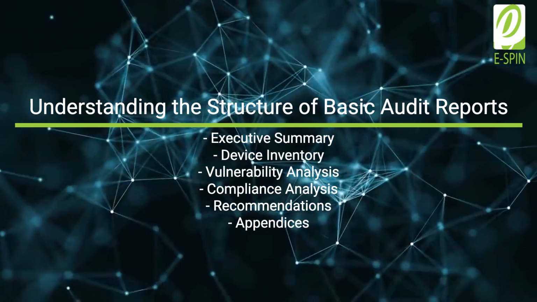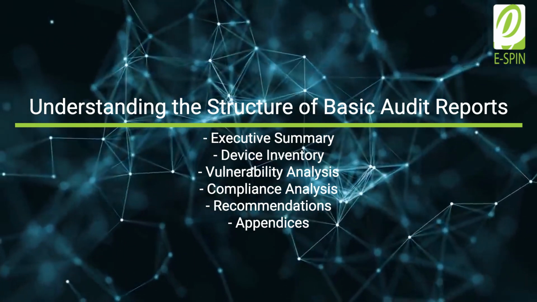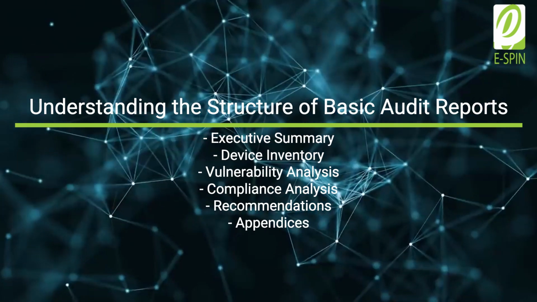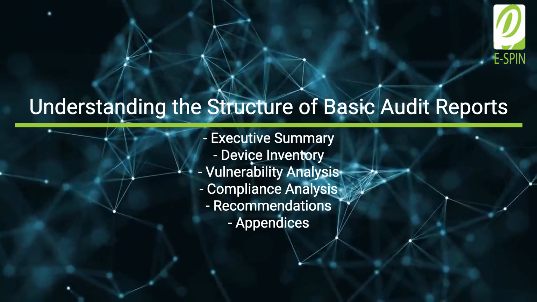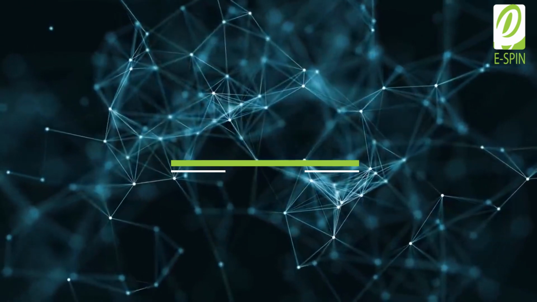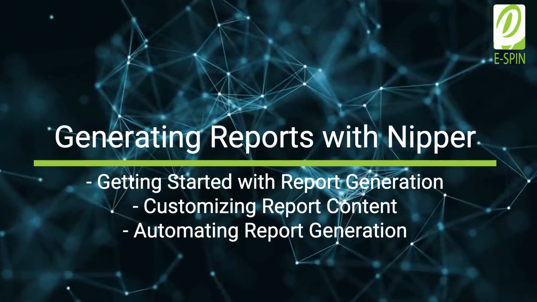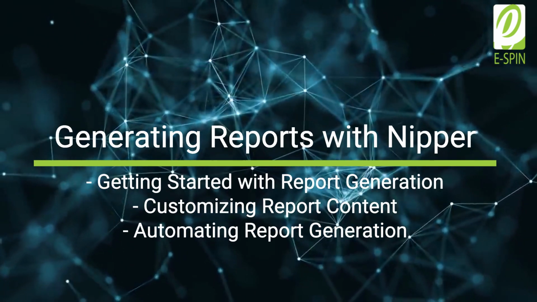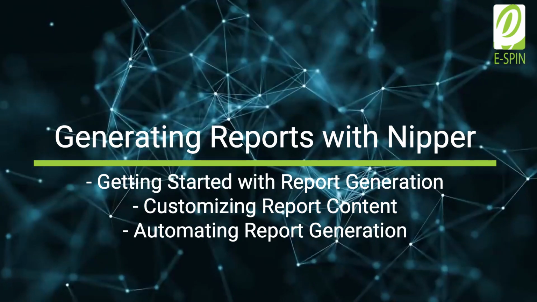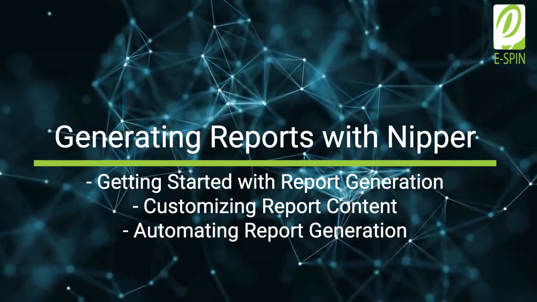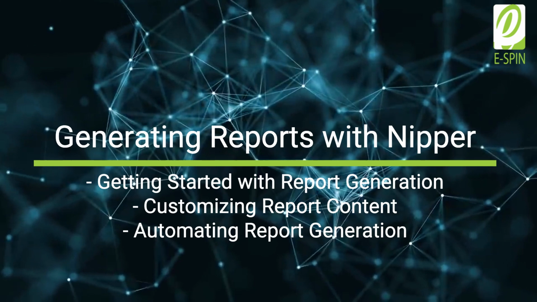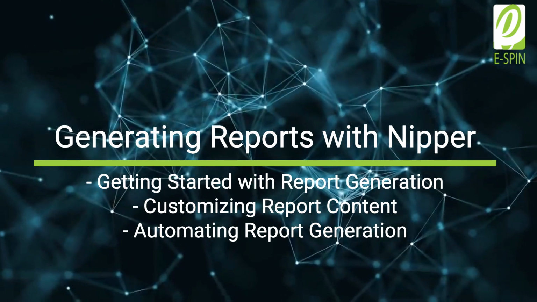Appendices. The appendices contain any additional information or data that may be relevant to the audit, but doesn't fit neatly into the main sections of the report. This may include detailed configuration files, log data, or other technical documentation. Generating reports with Nipper. Nipper is a powerful tool for auditing the configurations of network devices such as routers, switches, and firewalls. One of Nipper's key strengths is its ability to generate detailed, customizable reports that provide actionable insights into the security and performance of network devices.